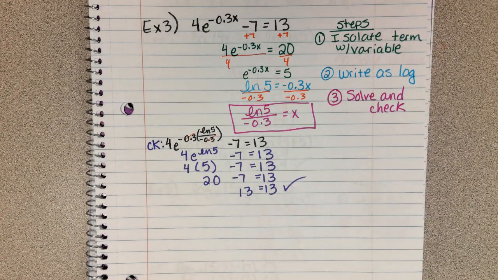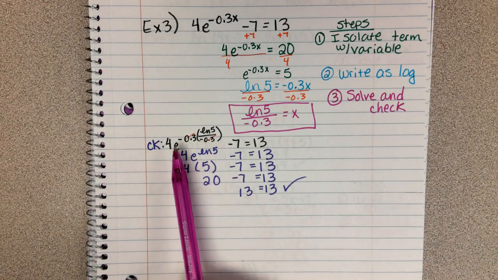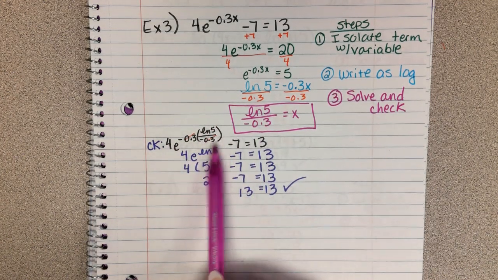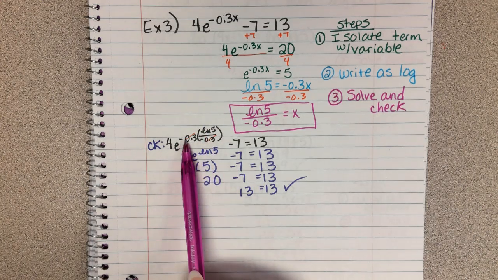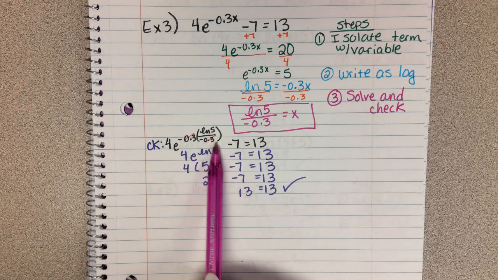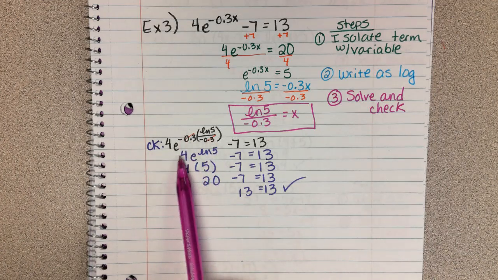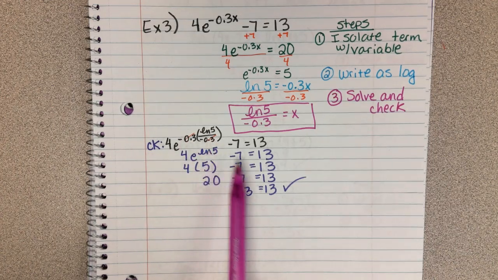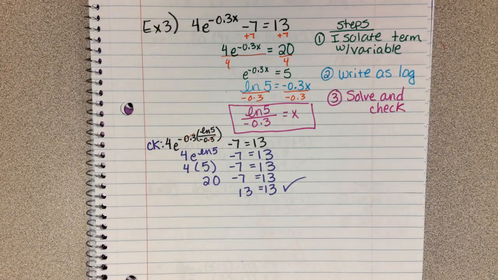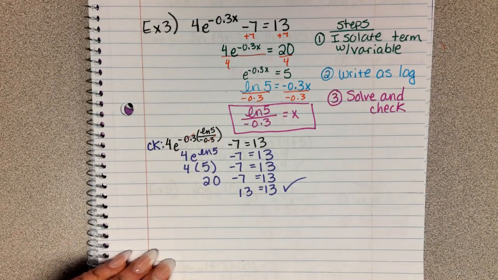I'm just going to leave it as is so it's in its most exact form. To check this, I just take this fraction here and I put it in place of x in the problem. Negative 0.3 times a fraction with negative 0.3 in the denominator will cancel those out. So I have 4 times e to the power of the natural log of 5. E to the natural log of 5 is equal to 5. We know that from the inverse property of logarithms. 4 times 5 is 20. 20 minus 7 is 13, and this is equal on both sides.